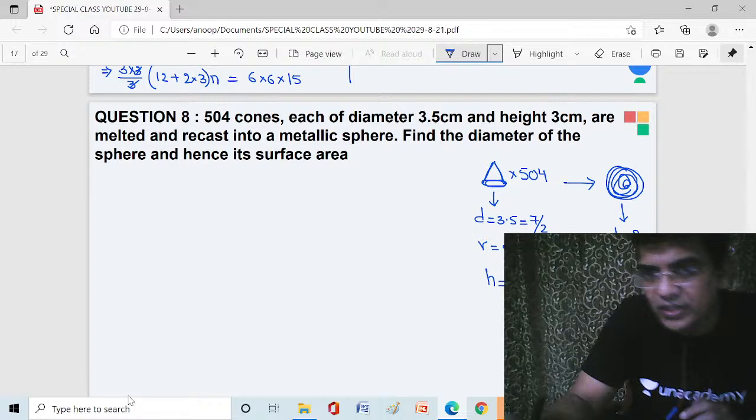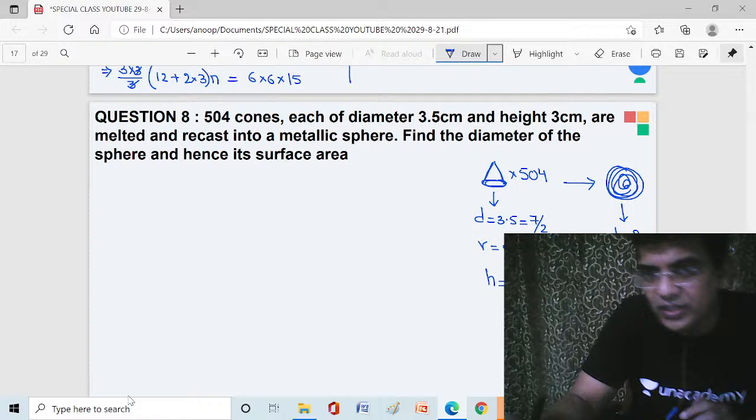So 5 is cancelled out, upon 3 is cancelled out. 4 into, now r cube, this we have to find, right? So let it be written like this. Now on the right side, the radius and height of the cone. So radius is 7 by 4. So 7 by 4 into 7 by 4 into height. Height is also known, 3, and then into 504.